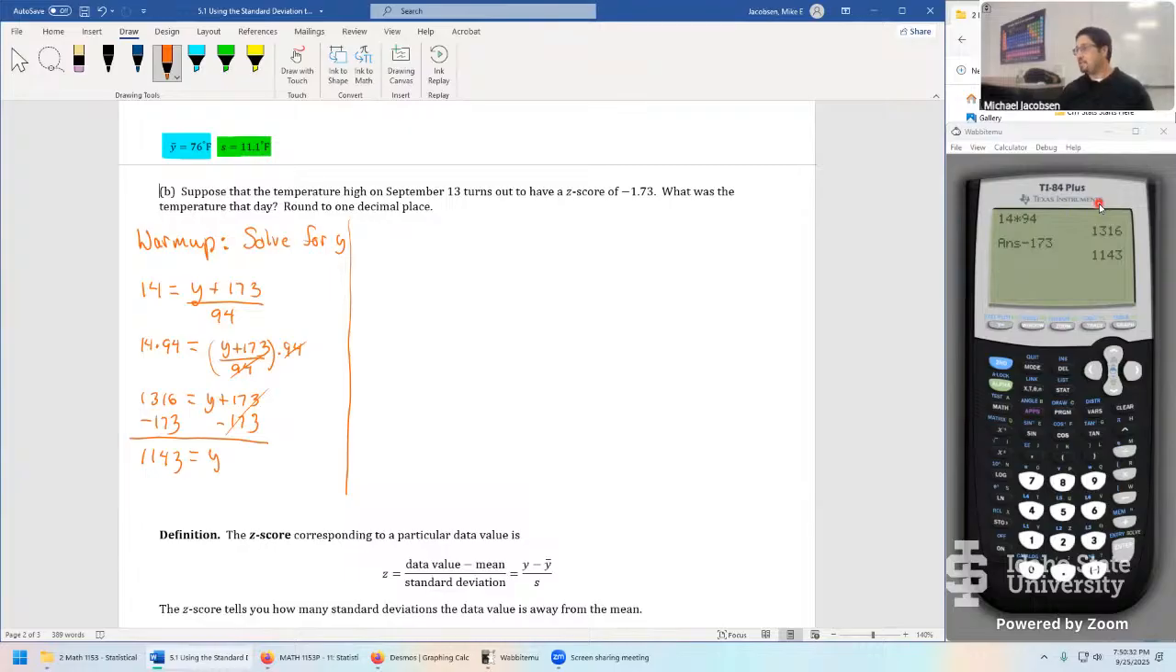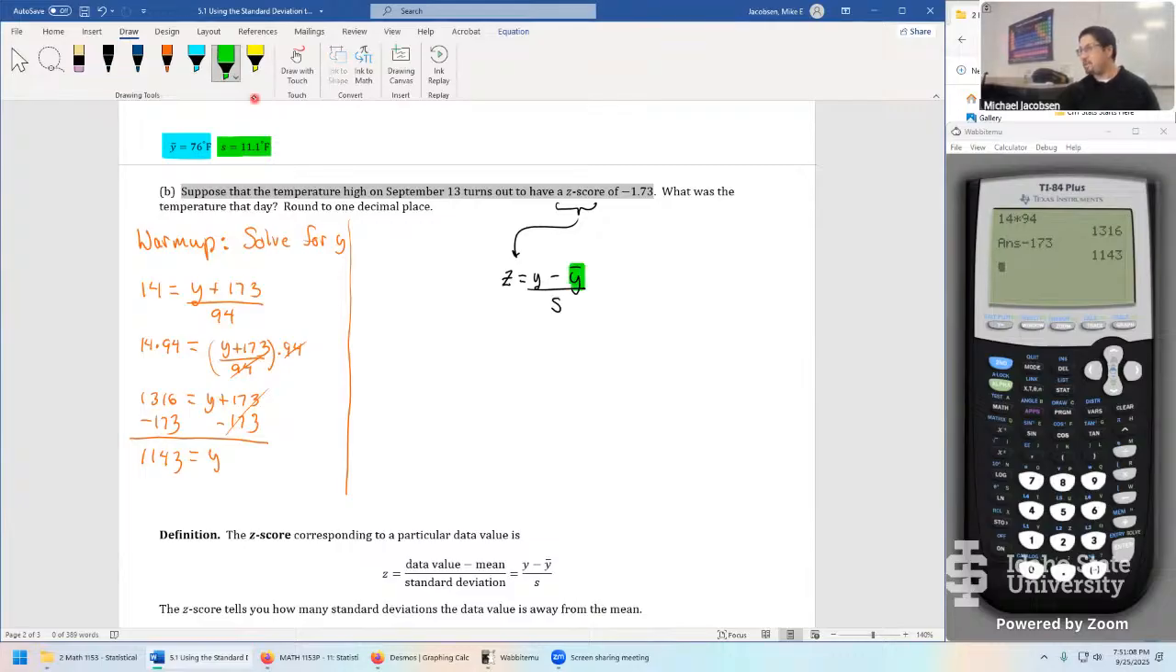Okay, well, let's do this again on the actual problem B itself. Problem B says, suppose that the temperature high on September 13th has a z-score of negative 1.73. Just because it said z-score, here's a good strategy. Start by just writing down the z-score formula. It's down below for reference. I'm going to keep the left side and just the right-hand side, so I'll drop the part in words. z equals y minus y bar divided by s, or y minus the sample mean divided by the sample standard deviation.